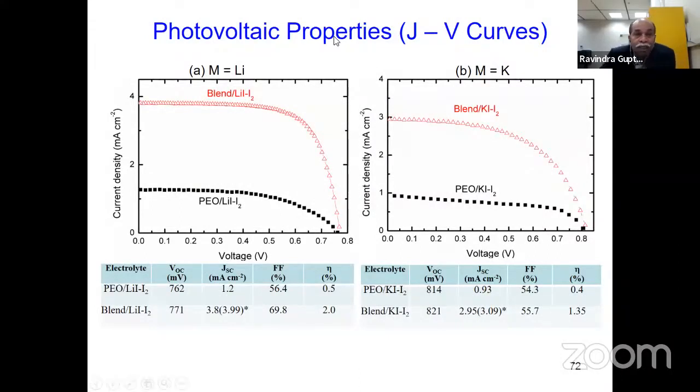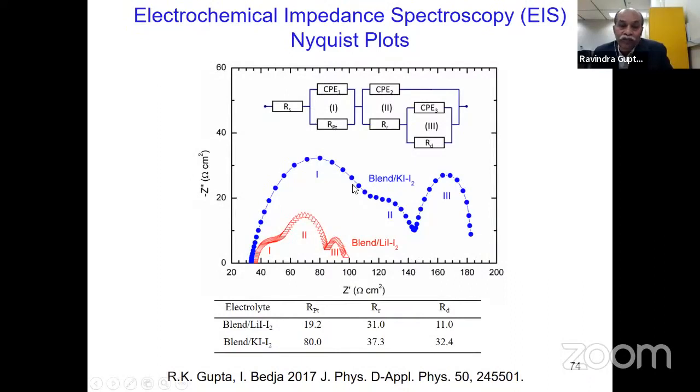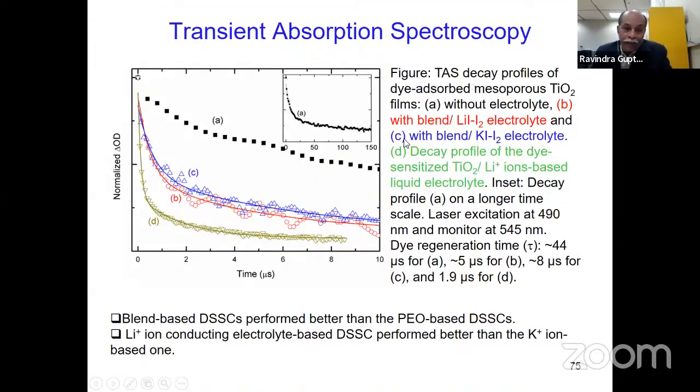But here you can see efficiency. In my case, when I use PEO, efficiency is very, very low because of the interfacial problem. We don't have very good connectivity between the TiO2 dye and electrolyte. This is the problem. That's why when we use succinonitrile, it helps, but still you can see efficiency is not good. The problem is the interfacial connectivity. And these are the IPCE spectra, which are very, very good. Then we model this Nyquist plot, and then we get the resistance. Like that, we do some extra work.